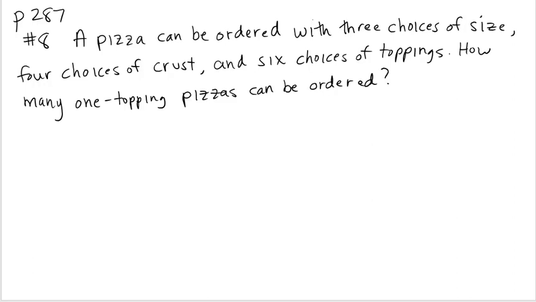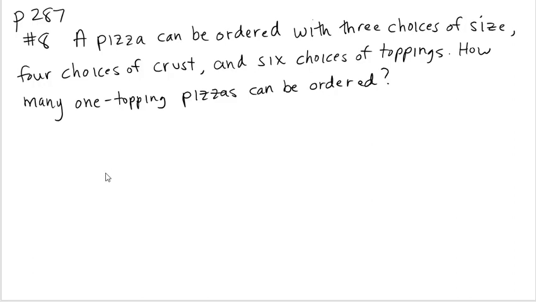And again, I think it lists the choices of crust and toppings, but I didn't list those here because that's not important for the problem. The question is how many 1-topping pizzas can be ordered? And the fact that we can only choose 1 topping is what's going to make this just a fundamental counting principle problem. It'd be a little more difficult if we had to consider all of the various topping choices. But with just 1 topping choice, this is a straightforward problem.